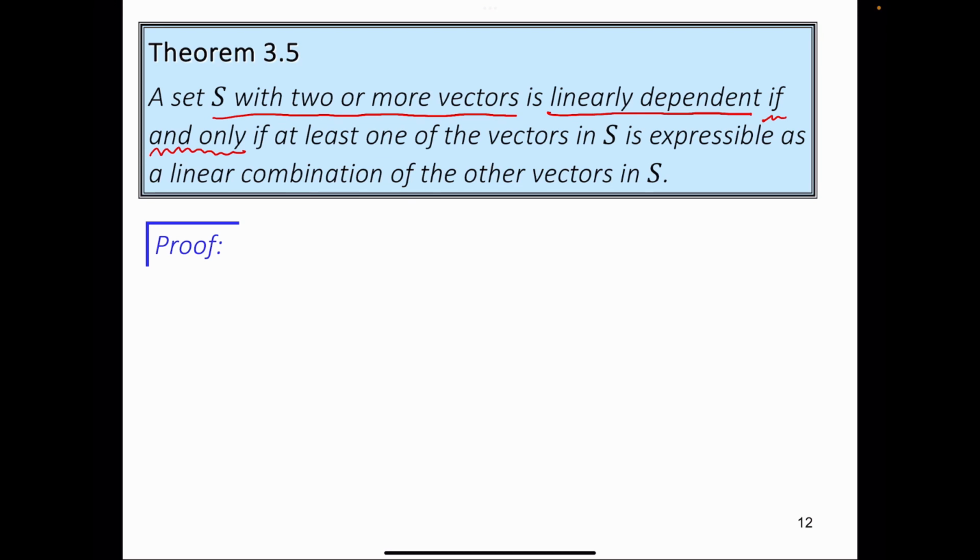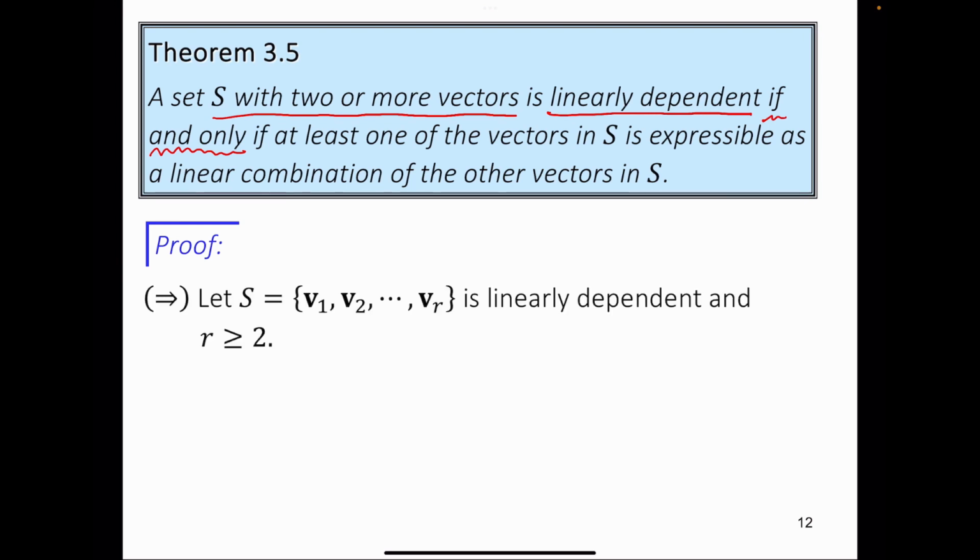That means we may find at least one vector in S such that the vector can be written as a linear combination of the other vectors in S. Alright. This theorem is an if and only if statement. Therefore, we have to prove two directions. In the first direction, we assume that S contains r vectors, v1, v2 up to vr, and the set S is linearly dependent.